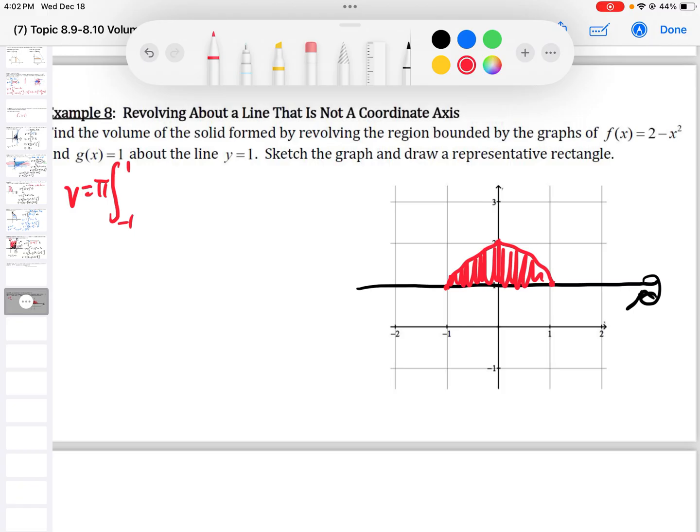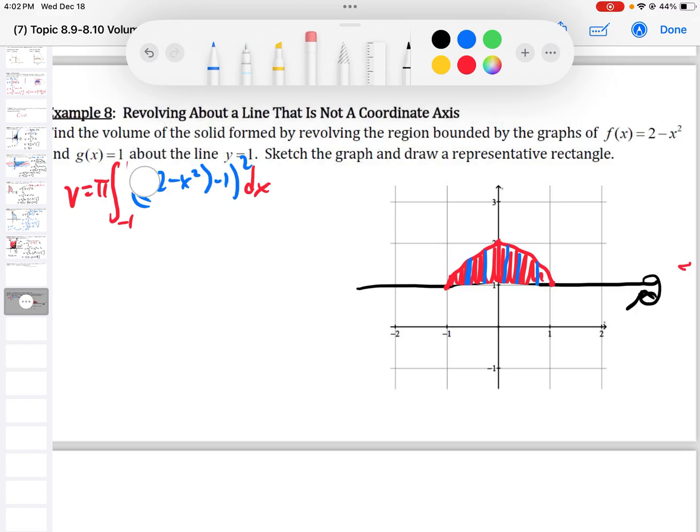of, okay, so the radius is going to be in terms of x. So the radius is this much. Okay, this whole distance is function value 2 minus x squared. But all these radiuses are function value minus 1, because I don't want to include that part. So it's function value minus 1 that will give us the radius. So it's function 2 minus x squared, minus 1, squared.